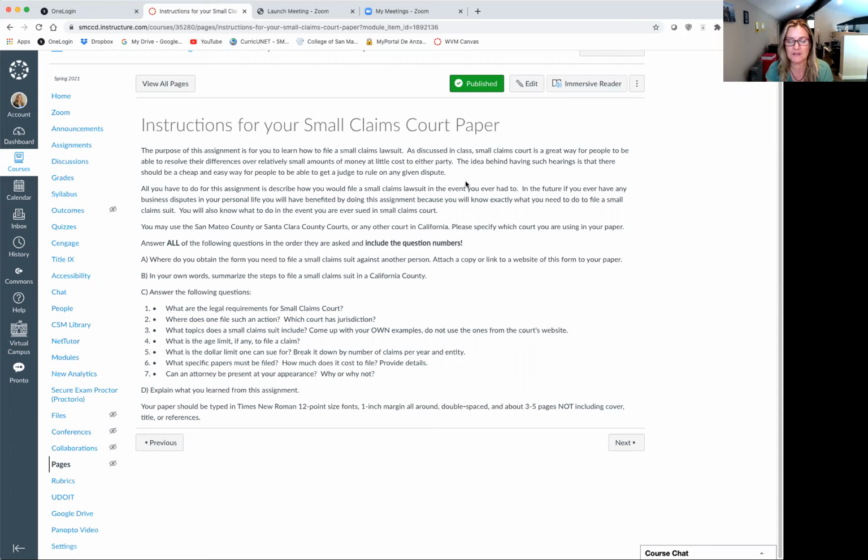So the main resource you're going to use for this paper is the court's website, right? You could use Santa Clara Superior Court, San Mateo Superior Court, San Francisco, whichever. I would suggest just use the county that you live in, right? And do that court. It has to be a California court, right? So you'll find all kinds of information on there, right?